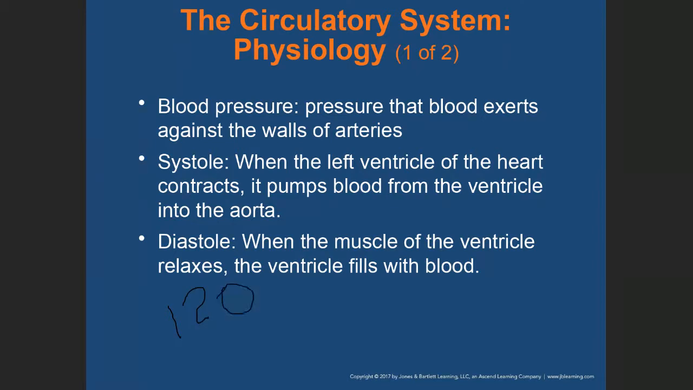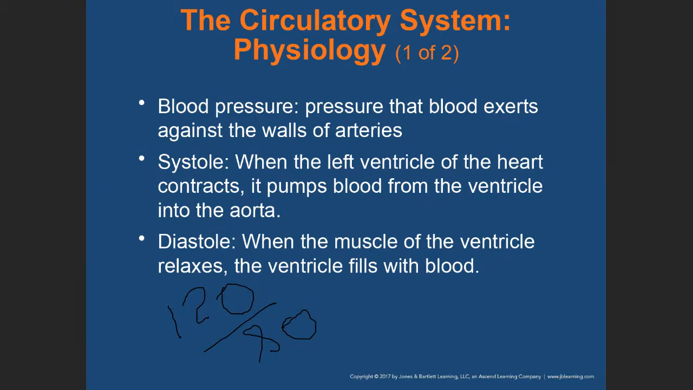The top number represents systolic, the bottom number represents diastolic pressure. So the systolic or top number is obtained when the ventricles contract. The bottom number or diastolic reading is obtained when the ventricles relax. But what is being measured is the pressure that the blood is flowing against in the aorta. So systole, when the left ventricle of the heart contracts, pumps blood from the ventricle into the aorta. Diastole, when the muscles of the ventricle relax, the ventricles fill with blood.